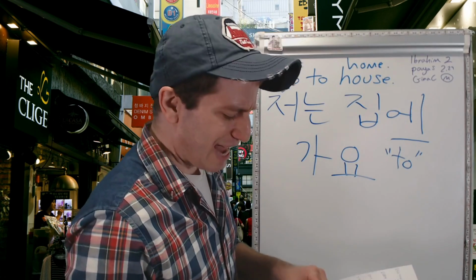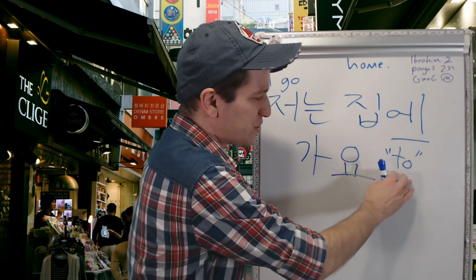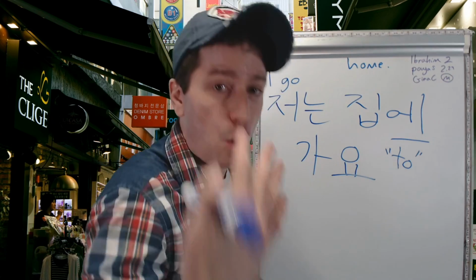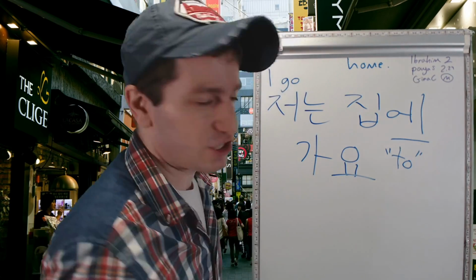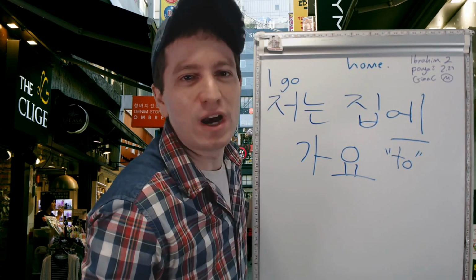Does anyone ever say I go to home? No, you say I go home. To is a really good translation, but it's not always going to mean to when used with a location. 저는 집에 가요. I go home or I go to the house.